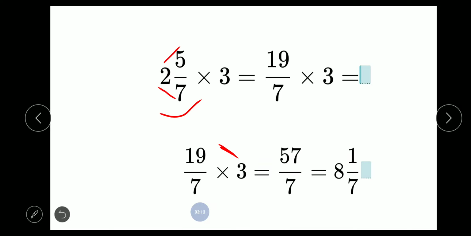How to change it? Divide 57 by 7. How many times is 7 in 57? 8 times. Then the balance is how many? 1. That balance is here. So 8 and 1 by 7.